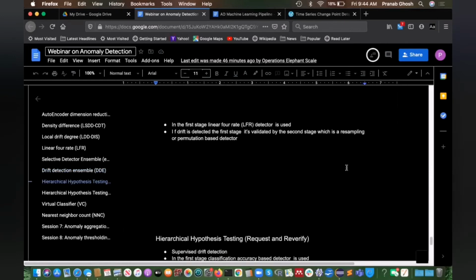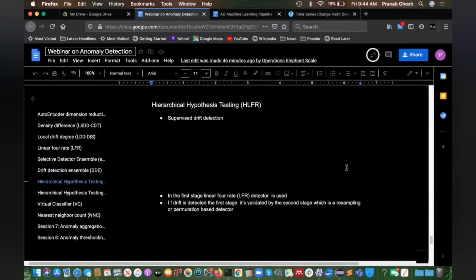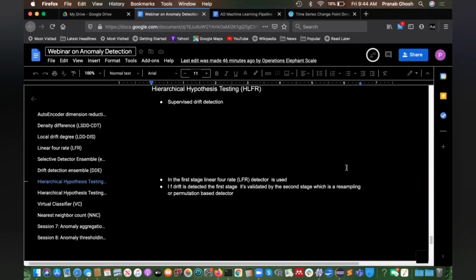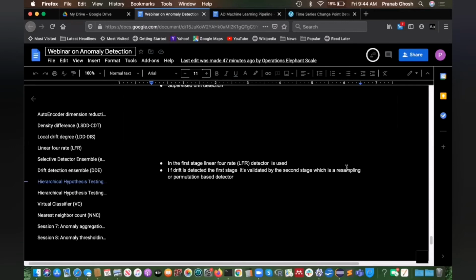This is another hierarchical one. The first stage uses LFR. Remember that's the linear four rates, the four different classification metrics. Then if drift is detected, it's validated by the second stage, which is based on resampling or permutation, which we looked at earlier.